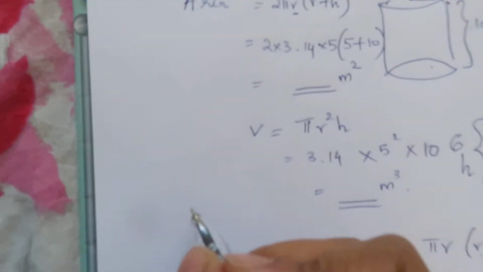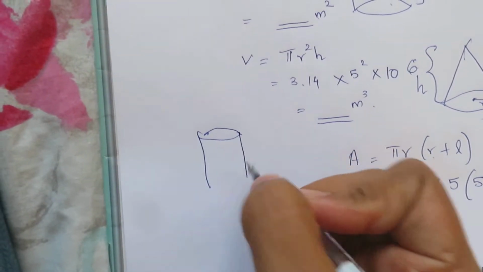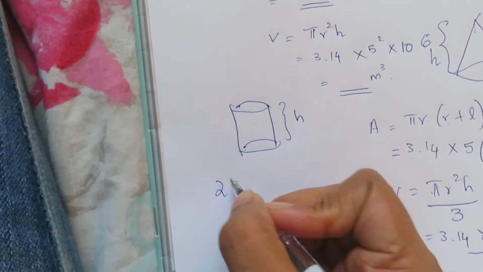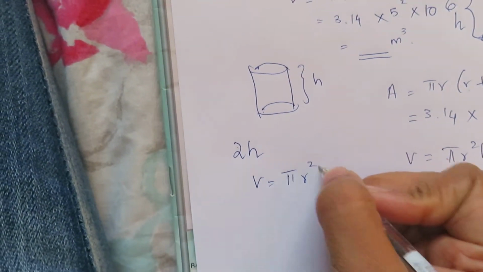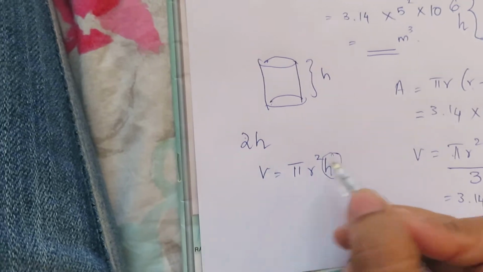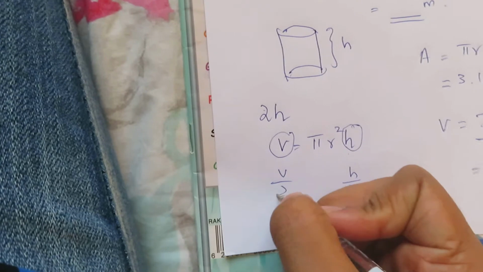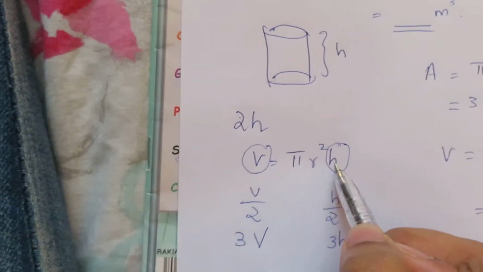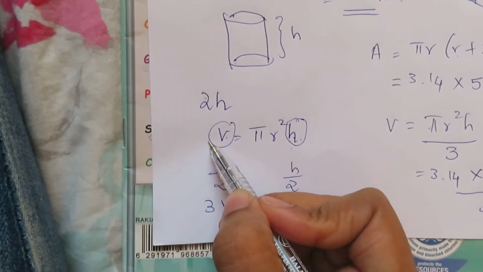What else do we need to know? Yeah, if I double the height of the cylinder, so this is my cylinder which has a height of h. If I have a new cylinder which has the height 2h, what will happen to the volume? We know that the volume formula is pi r square h. If I double the height, the volume will get doubled. If I make the height half, the volume will become half. If I make the height 3 times, that is tripled, the volume will become 3 times. Why? Because you have one h and one v over here, correct? So whatever happens to the height, the same will happen to the volume.